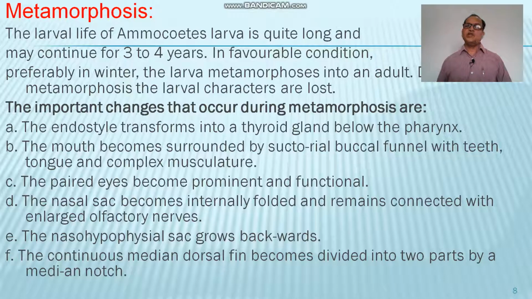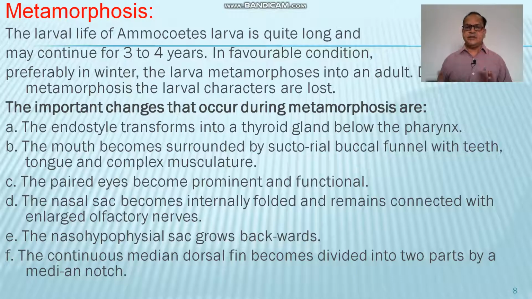Number 1, the endostyle transforms into the thyroid gland below the pharynx. The mouth becomes surrounded by the suctorial buccal funnel with teeth, tongue and complex musculature. The paired eyes become prominent and functional. The nasal sac becomes internally folded and remains connected with the enlarged olfactory nerves. The nasopharyngeal sac grows backwards.